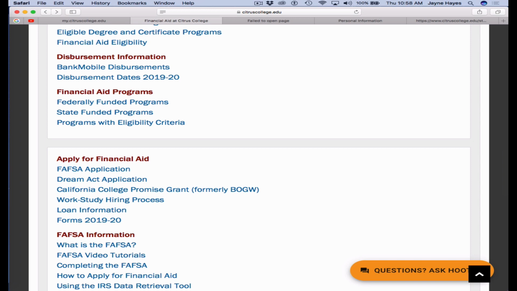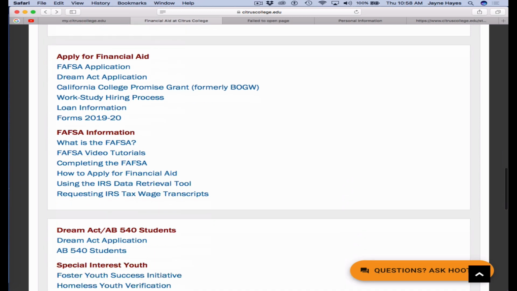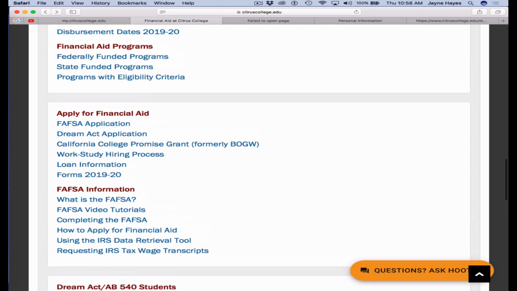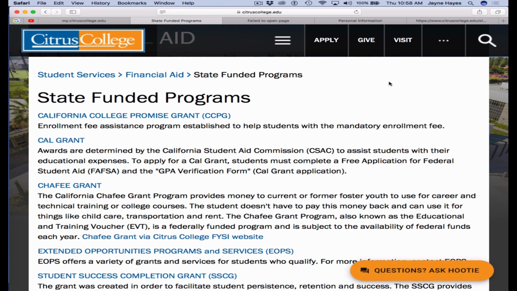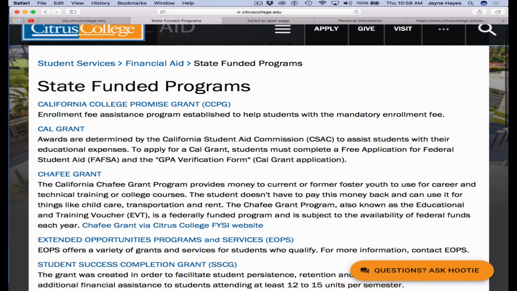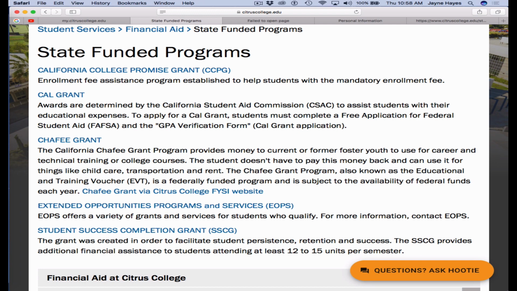Okay, so if you scroll down, we already showed you the federally funded programs. So I'm going to show you some of the state-funded programs. You click on that. You might already have qualified for this, for example, at Mount SAC or another school. One of the main ones that's going to pay your student fees is called the California College Promise Grant, formerly known as the BOG fee waiver. This is the grant that's going to pay for your tuition fees, right?